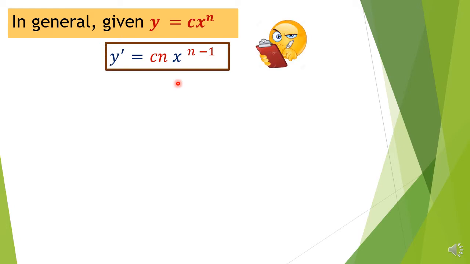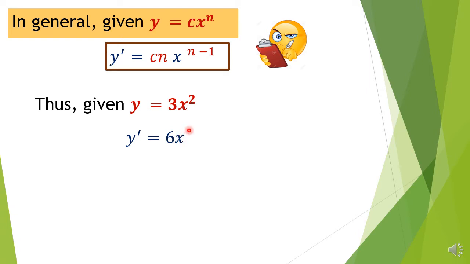Take note of that. As an illustration, say we are given 3x squared, where 3 is our c and n is equal to 2. For the y prime, we multiply 3 by 2, so we have 6. Subtract 1 from 2, we have 1. So 2 minus 1 is 1. That's why the new exponent is 1, which we don't need to write anymore. So y prime is just 6x. Again, it came from 3 times 2, 6, and the new exponent is 1 less than the old exponent. So y prime is 6x.